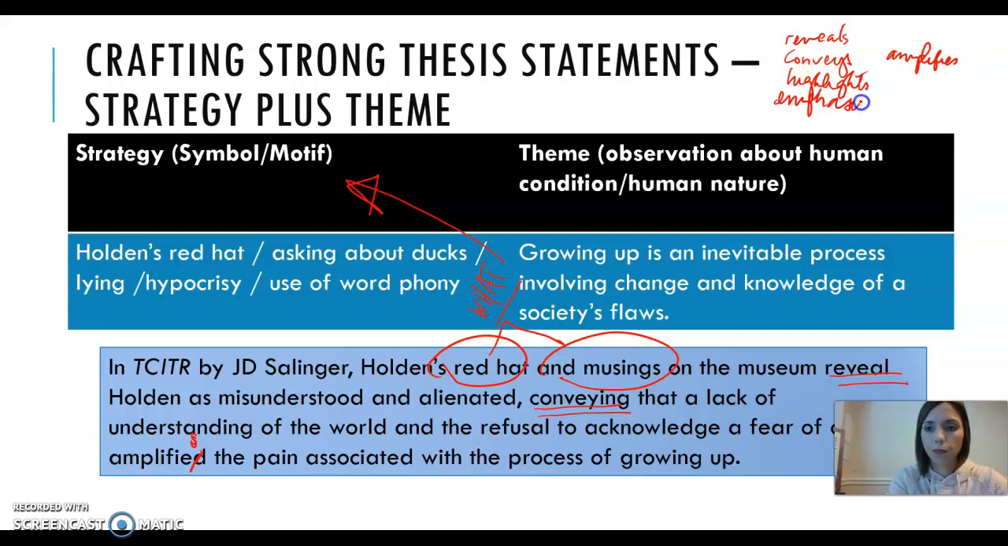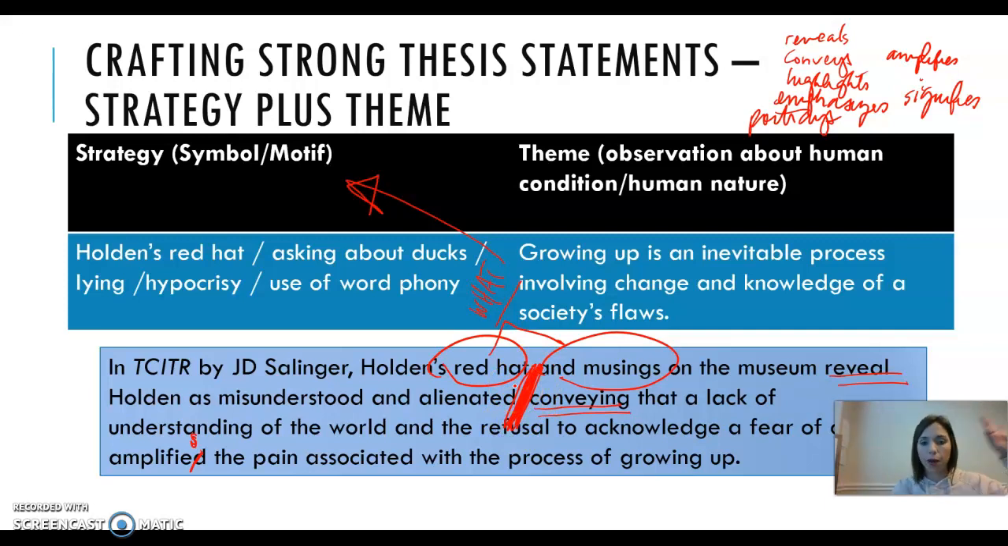Emphasizes, signifies, what else can we say? Portrays. So these are some verbs that you are most likely going to have before that. So you can think about dividing your thesis into two parts. What is in there, right?